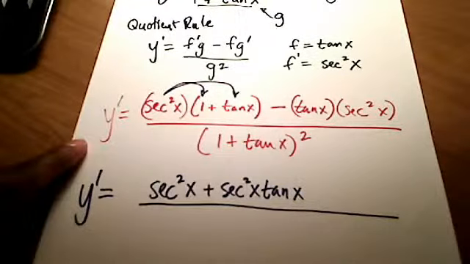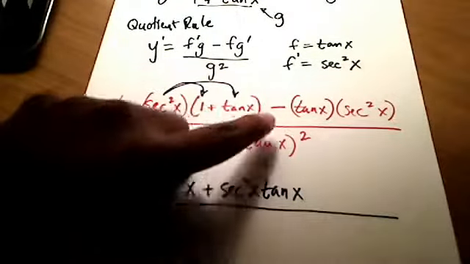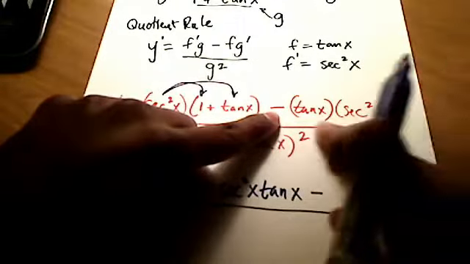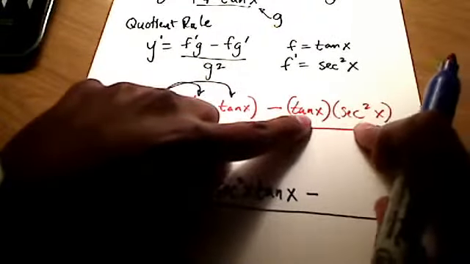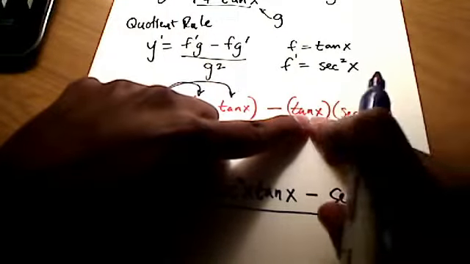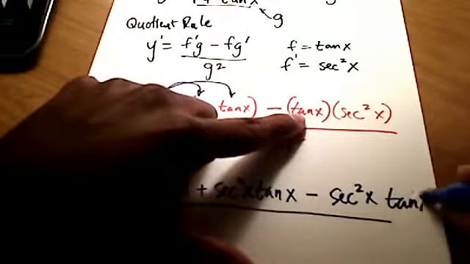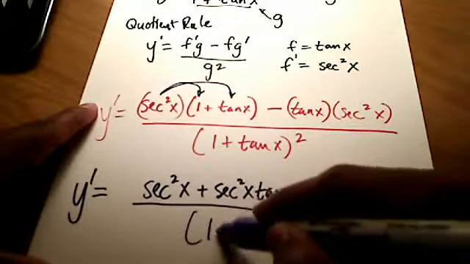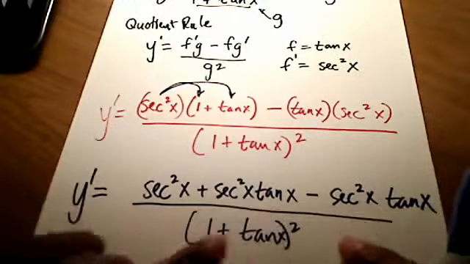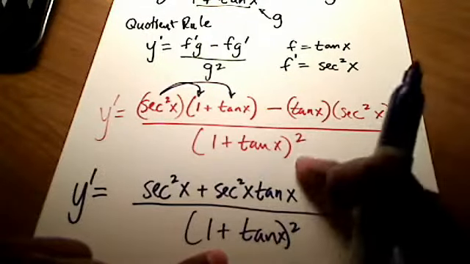and secant squared x times tan x is secant squared x tan x. I just used the distributive property there, don't need the parentheses anymore. Minus, this product over here, which you can write this way if you want, or I'm just going to move them around. I'm going to put the secant squared x first and then put the tan x second. And I'm doing that because, in the numerator up here, my denominator just stayed the same, that didn't change any.